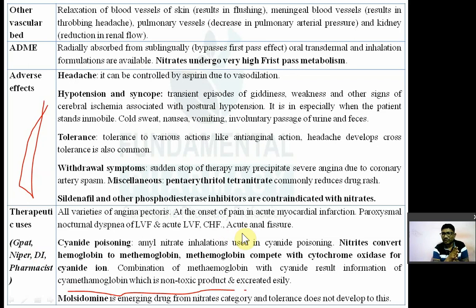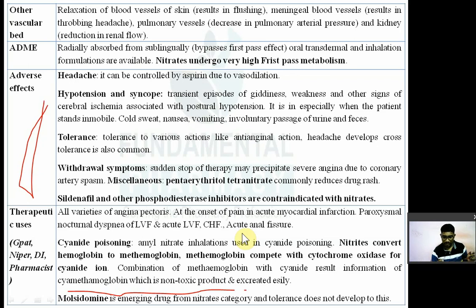They combine with hemoglobin and form methemoglobin. Once methemoglobin is formed, the cyanide is pulled away, and they compete with the cyanide ion for cytochrome oxidase, so cytochrome oxidase inhibition is prevented. Then cyanide ions combine with methemoglobin, and it can be easily removed from the body through the kidney.